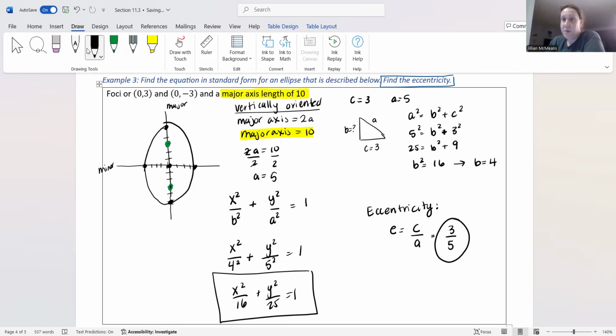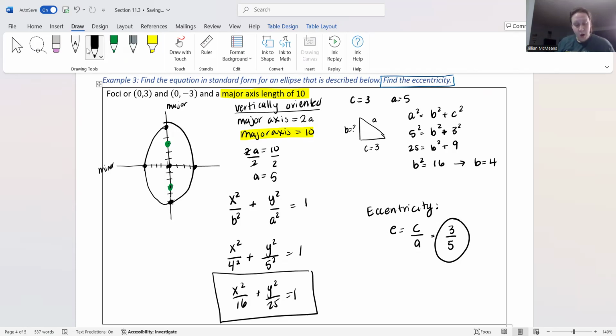So that just gives us a number, and if you have lots of different ellipses and you compare the eccentricity of each of those, the closer to 0, the rounder the ellipse, and the closer to 1, the more spread out the ellipse, okay? So there you have it. That is finding the equation of an ellipse. Do understand that this one is certainly centered at the origin because our focus points are along the y-axis. That says the center is going to be at the origin.